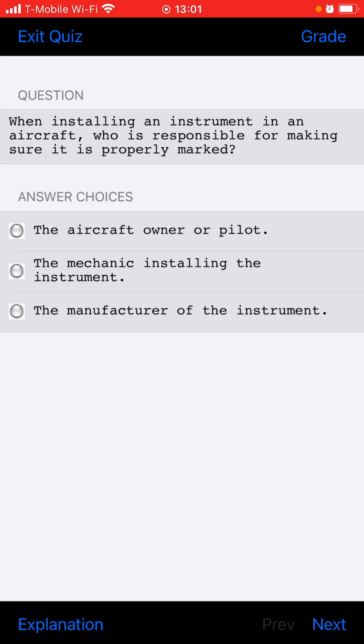What is the function of the anti-skid system? The anti-skid system allows large aircraft to achieve maximum braking effectiveness without allowing wheels to skid or lock.